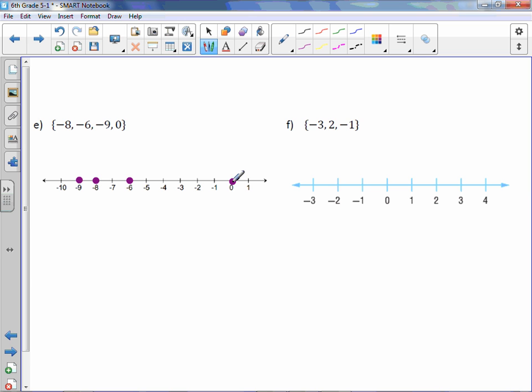Letter F, -3, +2, and -1. Move that over a little.